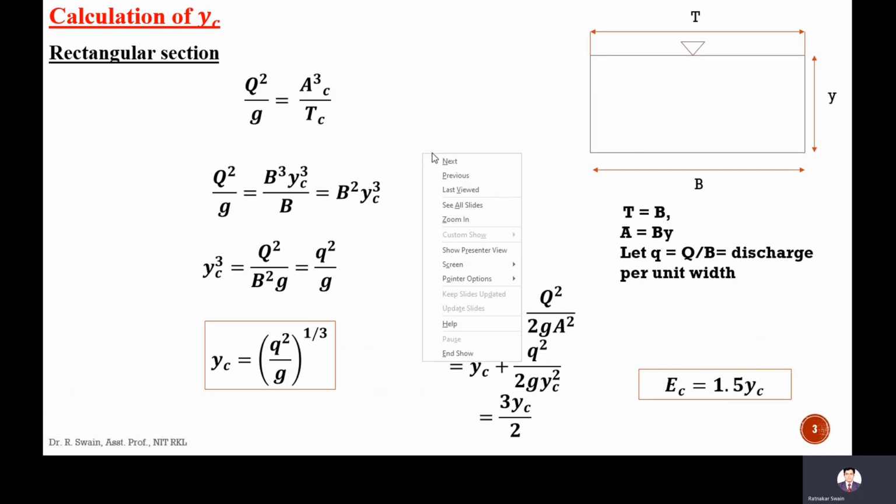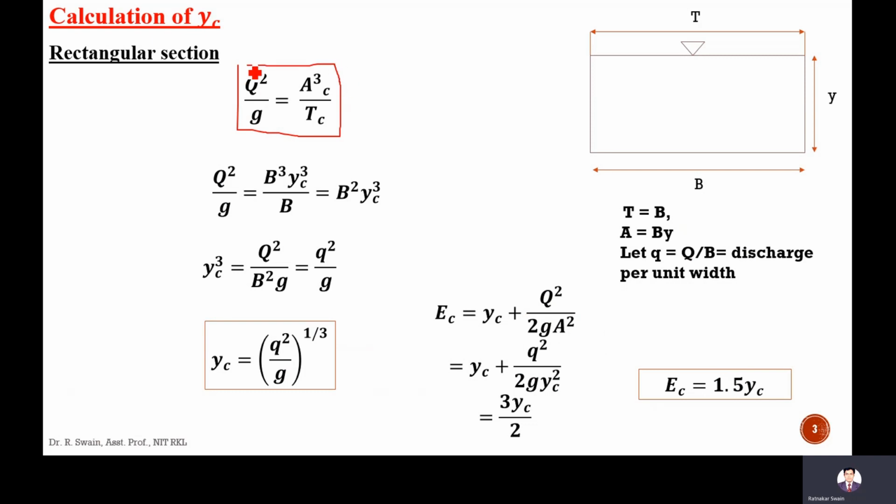That is Q²/g = A³/T. This is the general equation of critical flow in any type of channel, in any shape of channel. Q²/g = A³/T, where Q is the discharge, g is the acceleration due to gravity, A is the cross-sectional area, T is the top width.